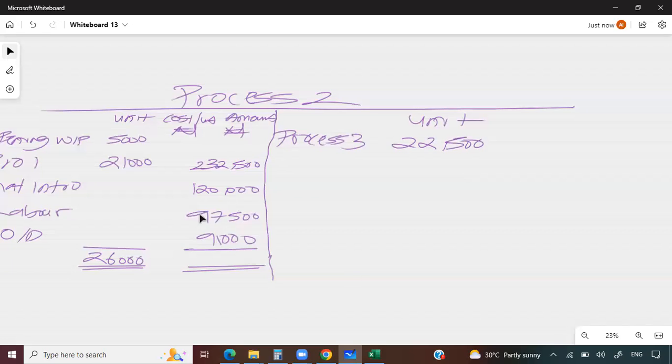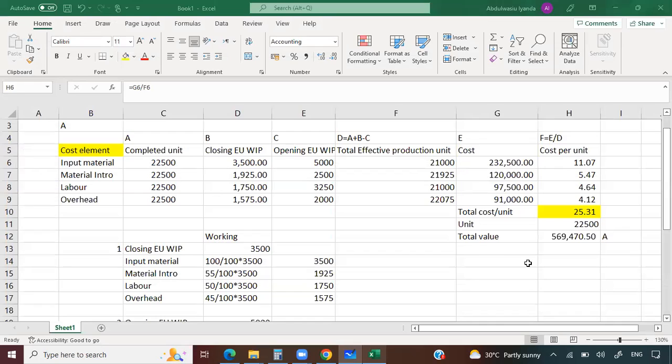This unit cell is not required here because we already calculated for the unit. And what we are looking for here is the balance figure of this opening work in progress. So if we transfer this, what is the cost? The value, that is the requirement A. This is requirement A. Requirement A is asking what is the value.